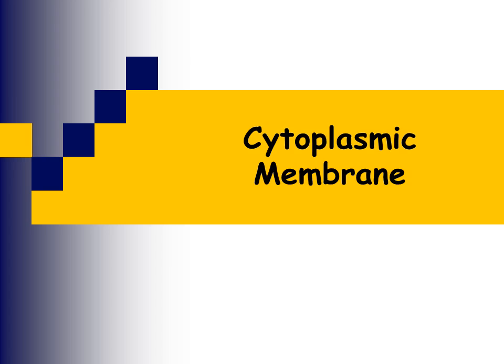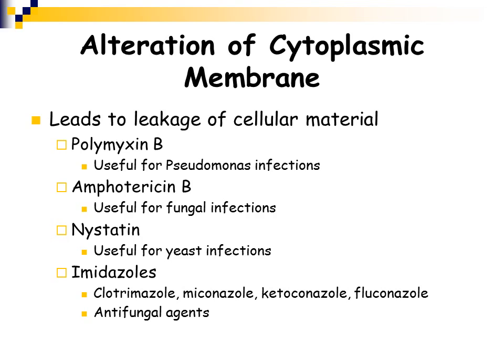The next group of antimicrobial agents that we are going to discuss are those that target the cytoplasmic membrane. These antimicrobial agents will alter the cytoplasmic membrane. What happens when you alter the cytoplasmic membrane of bacteria is you get leakage of the cell.